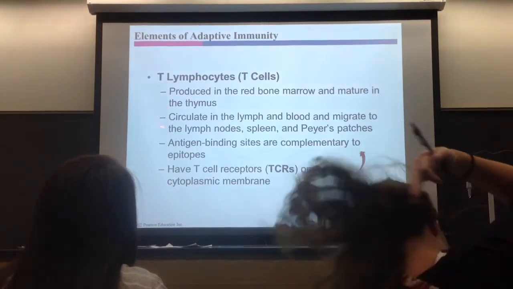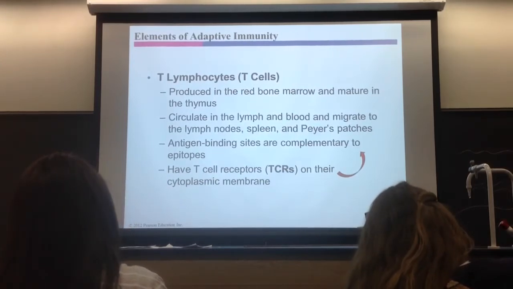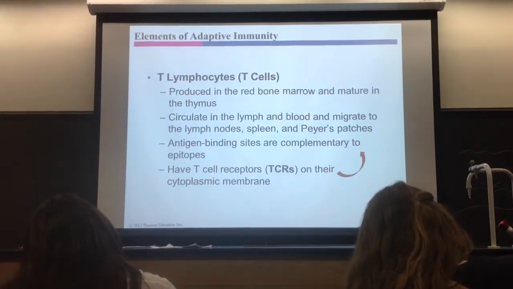Real easy. They can be circulating in the blood and the lymph, so they can be kind of going around looking for things to attack, okay? They can also be found in the Peyer's patches. Remember, they're found in the intestines.